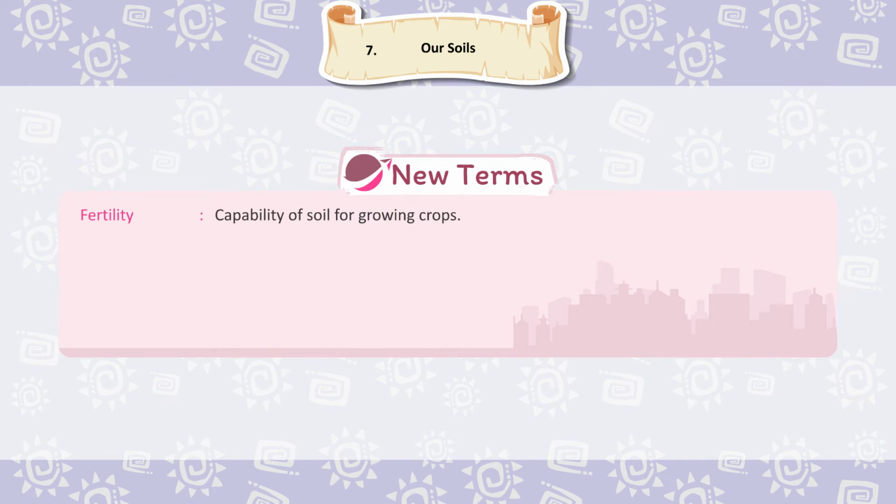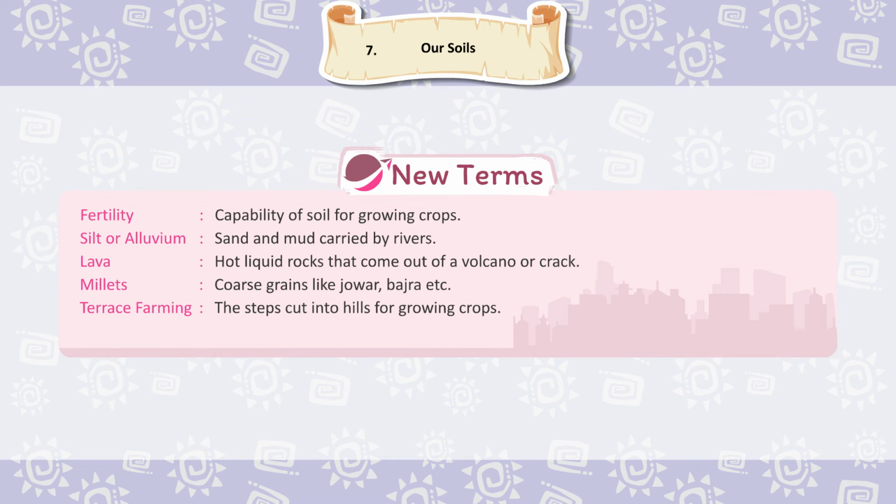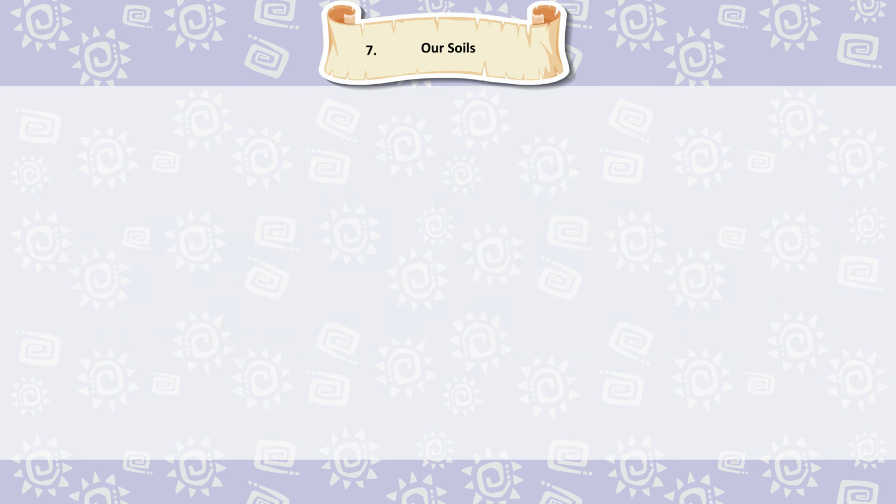New terms. Fertility: capability of soil for growing crops. Silt or alluvium: sand and mud carried by rivers. Lava: hot liquid rocks that come out of a volcano or crack. Millets: coarse grains like jowar, bajra, etc. Terrace farming: the steps cut into hills for growing crops. Soil erosion: carrying away of soil by wind, rain, etc.